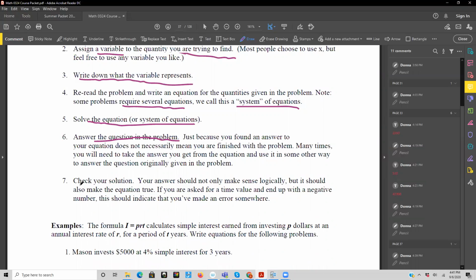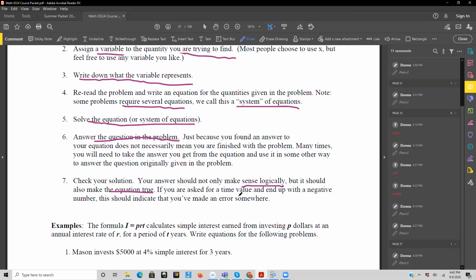And check your solution, if you've got time. I use units too, because it helps me realize I'm answering the right thing. It should make sense. If I get an interest rate of -4%, I've done something wrong. It should make the equation true. If it doesn't, then the math was wrong somewhere.